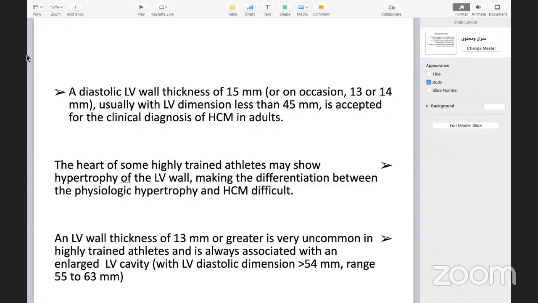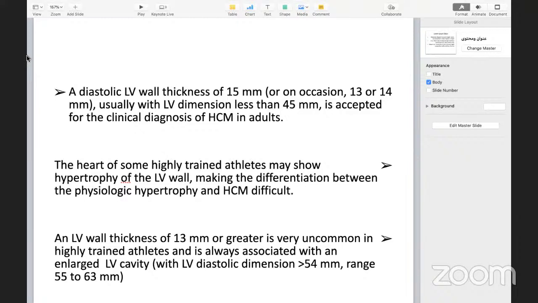So we have a diastolic LV wall thickness of 15 millimeters, or on occasion 13 to 14. Also, usually LV dimensions are less than 45. This is acceptable to diagnose this disease in adults.